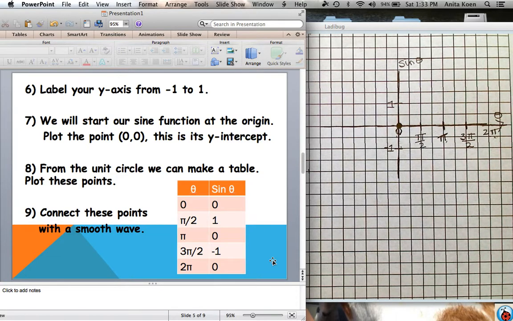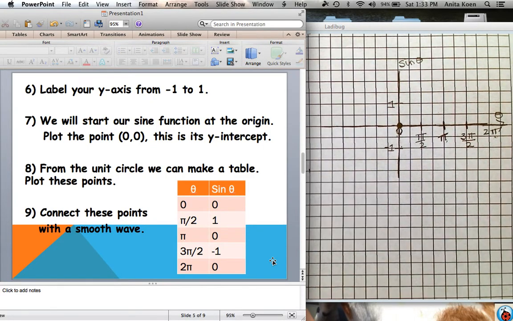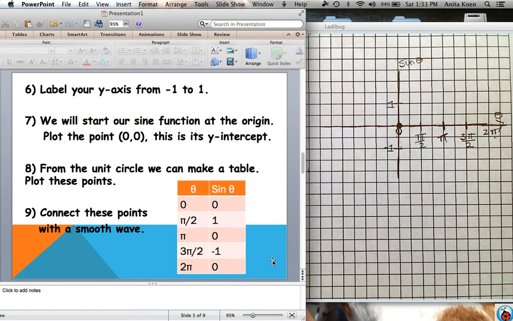From the unit circle, we can also make a table. So if you have your unit circle, I'd like for you to look at it right now. If you don't have your unit circle with you, then I'd like for you to pause this video, go to your notebook, and get out your unit circle so that you can come back with me and see where the points on this table came from. The points on the table come from the unit circle.